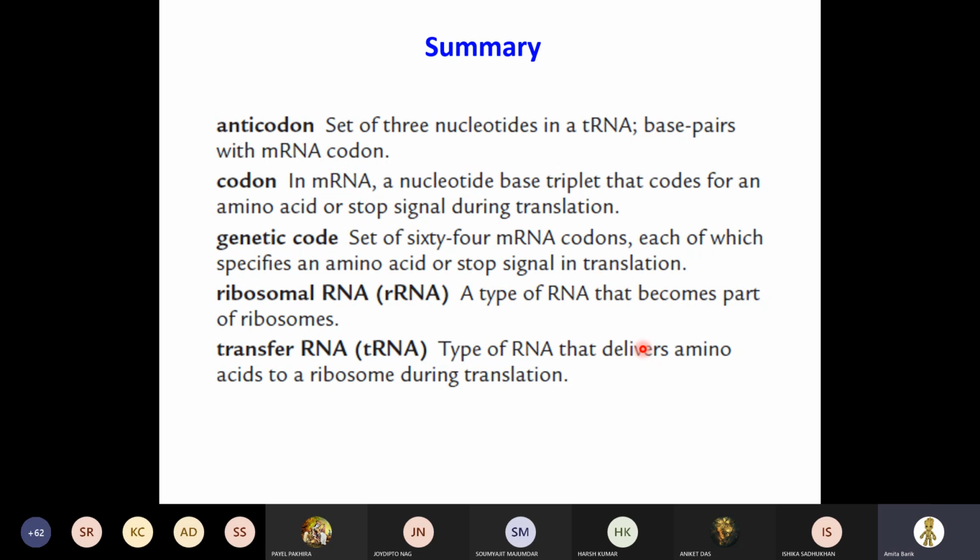The anticodon is a set of three nucleotides in a tRNA which base pair with the mRNA codon. Now what is a codon? A codon is a nucleotide base triplet in mRNA that codes for an amino acid or a stop signal during translation. The genetic code is a set of 64 mRNA codons, each of which specifies an amino acid or a stop signal in translation. rRNA or ribosomal RNA is a type of RNA that becomes a part of the ribosomes. tRNA or transfer RNA is a type of RNA which delivers amino acids to the ribosome during translation. Clear? With this, we are finishing the molecular biology module.